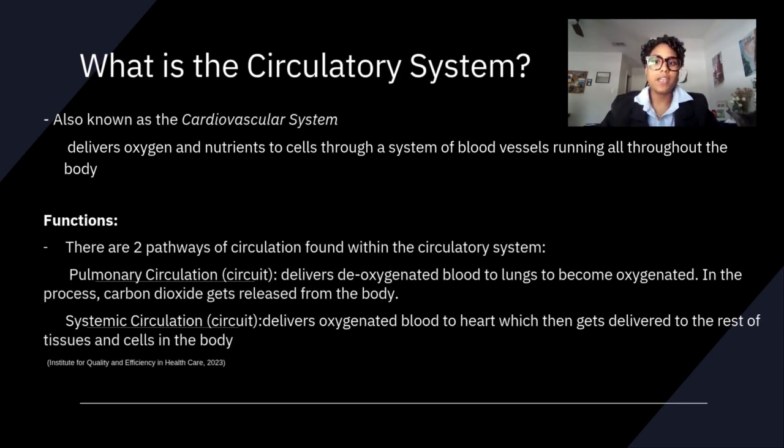The first one being the pulmonary circulation, or circuit, whichever you want to call it, which delivers deoxygenated blood or oxygen-poor blood to lungs to become oxygenated. In the process, carbon dioxide gets released from the body. And there's the systemic circulation, or systemic circuit, which delivers oxygen-rich blood or oxygenated blood to the heart, which then gets delivered to the rest of the tissues and cells in the body. We're going to go more in depth into this later on.